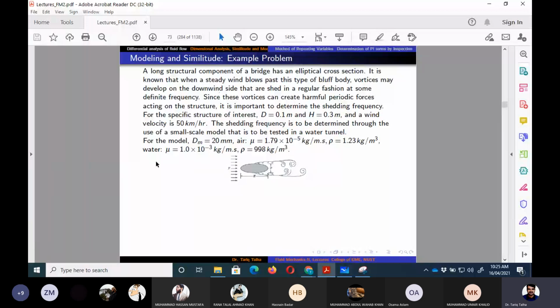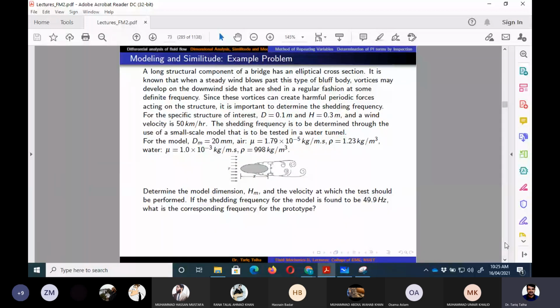Now we need to determine the model dimension hm and the velocity at which the test should be performed. If the shedding frequency for the model in the water tunnel is found to be 49.9 hertz, what is the corresponding frequency for the prototype? It means, what would be the actual frequency of oscillation for this structural component of the bridge? So we know the usual drill.